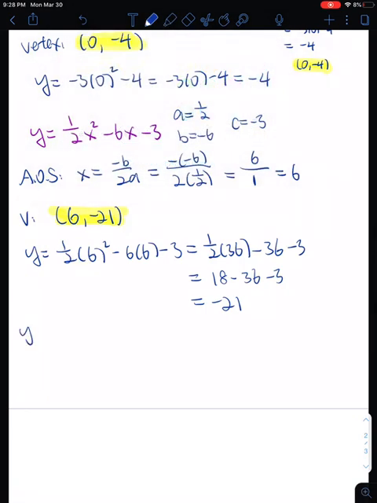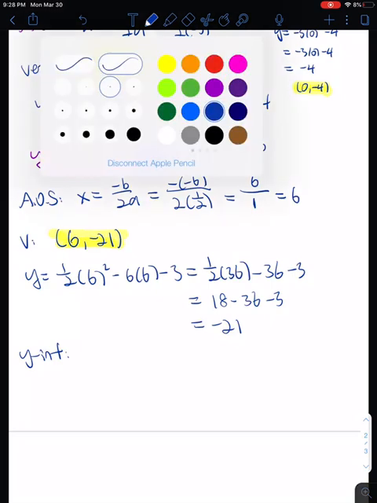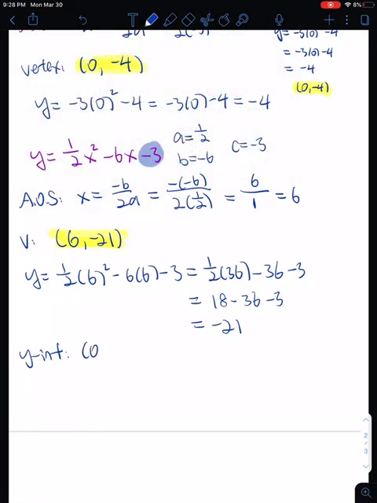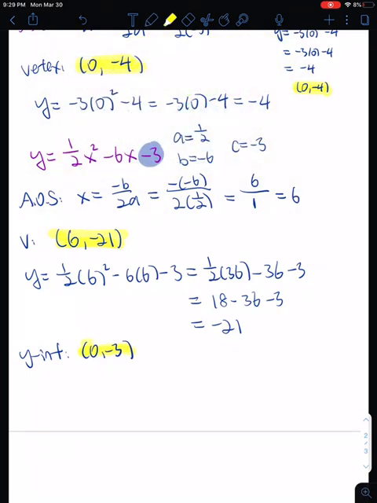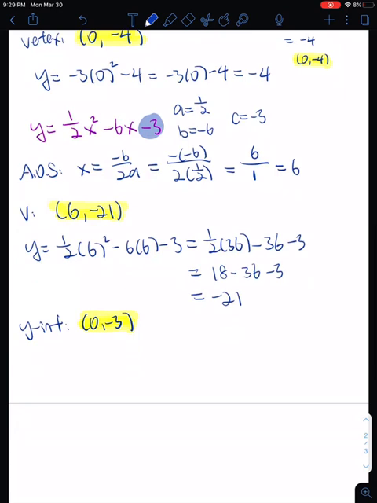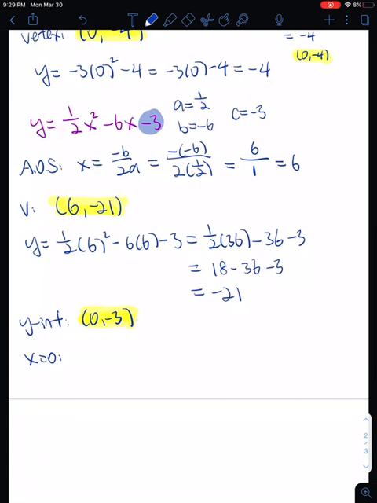And then last but not least, let's go ahead and find our y-intercept once again. And again, if you remember the shortcut, we know our y-intercept is just going to be our c value, which is 0, negative 3. So I can just put that down right away, 0, negative 3. But for the sake of doing this, let's just go ahead and see what would happen if we plug in x equals 0. If we did it the long way, we should end up getting the same answer still.